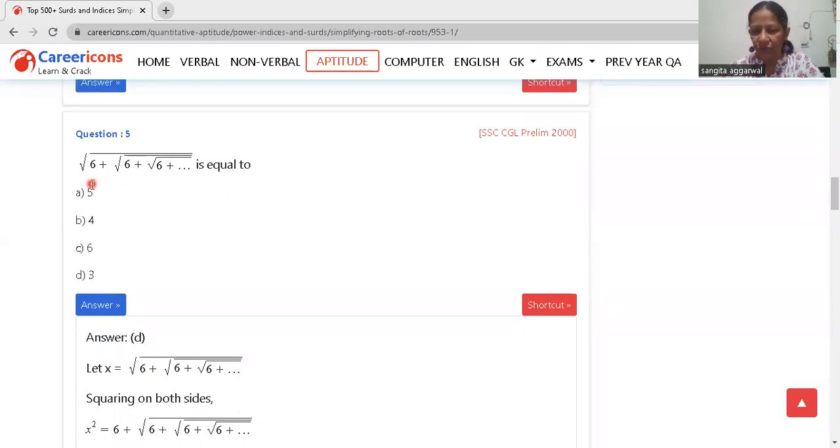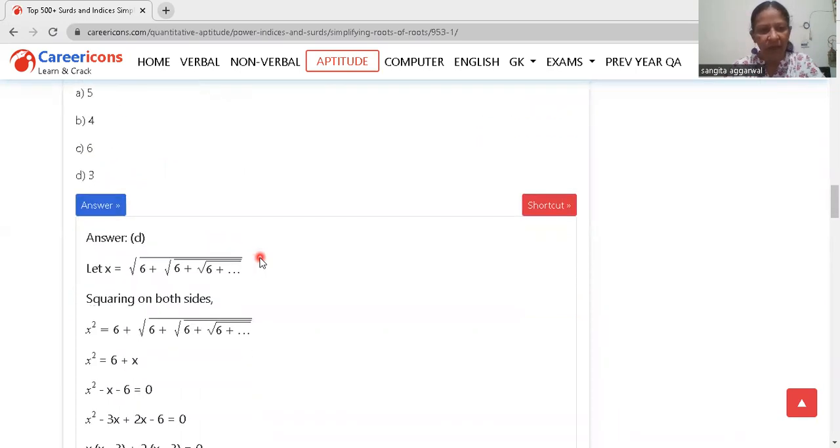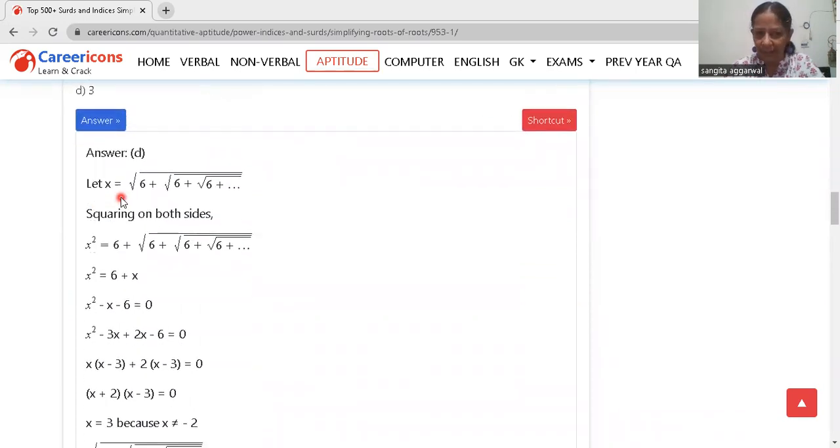Now, in the next question, what is written on the screen is under root x plus under root x plus under root x. So now the options given to you are A, B, C, and D. So now, as we have done in the previous question, let x be equal to the whole of this term. The whole of this term is x.